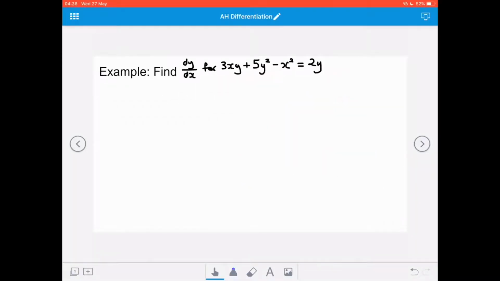The next example, we want to find the derivative of y with respect to x for the implicit function 3xy plus 5y squared minus x squared equals 2y. So we need to do several things here. We've got that 3xy, so we're going to use the product rule for it. And we've got the 5y squared and the 2y, which we need to use the chain rule for.